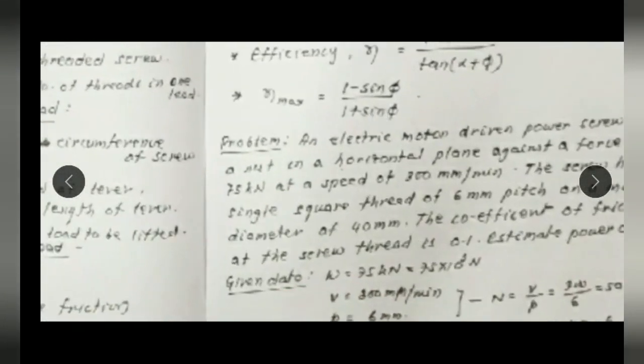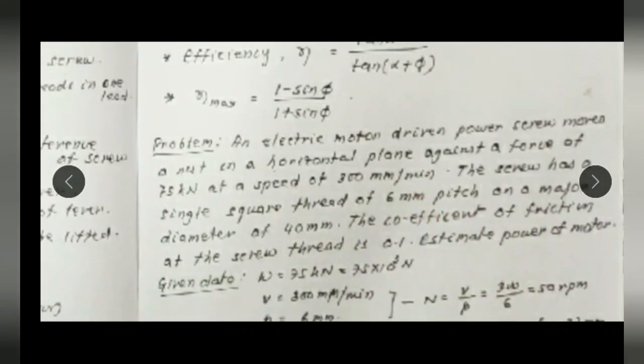Next, the problem which is based on this one. An electric motor driven power screw moves a nut in a horizontal plane against a force of 75 kN at a speed of 300 mm per minute. The screw has a single square thread of 6 mm pitch on a major diameter of 40 mm. The coefficient of friction at the screw thread is 0.1. Estimate power of the motor.